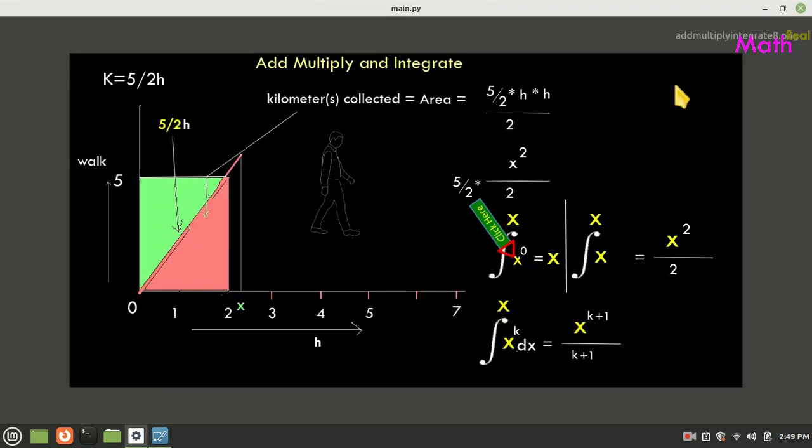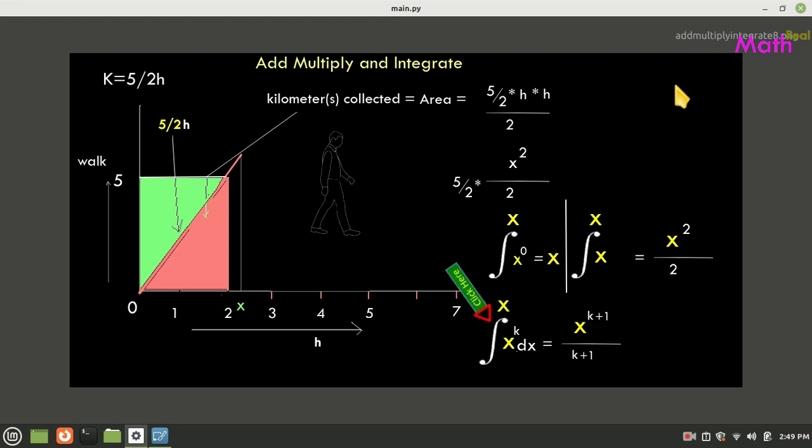Okay, so here it is x to the power 0. So 0 plus 1, that is x. If it is x to the power 1, that comes to 1 plus 1, so x square by 2. Through the area fundamentals, we can come up with this conclusion.